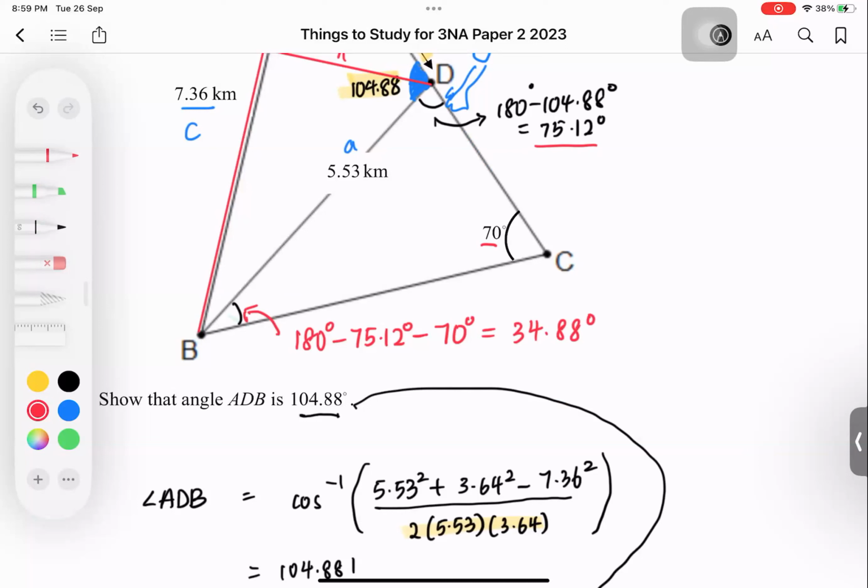To use sine rule, you need a pair of matching side and angle. So where is the obvious pair of matching side and angle? C, right? So 5.53 over sine 70 is one pair. I want to find CD. This is the question, DC, right? What is the matching angle? This one over here, sine of 34.88, is the matching pair. I have the matching pair already.